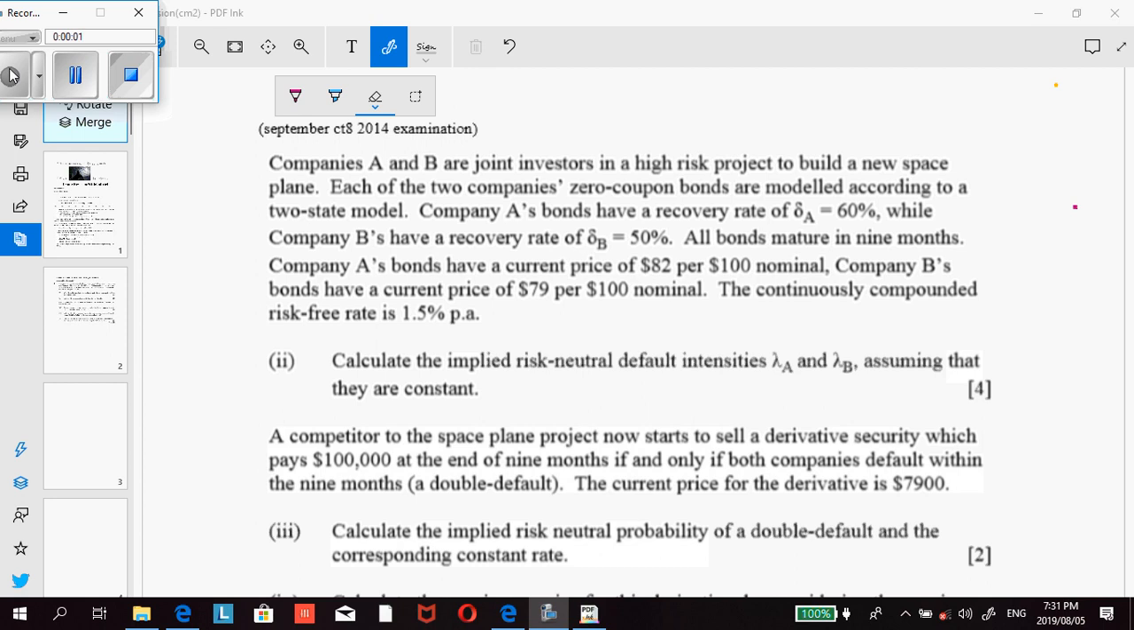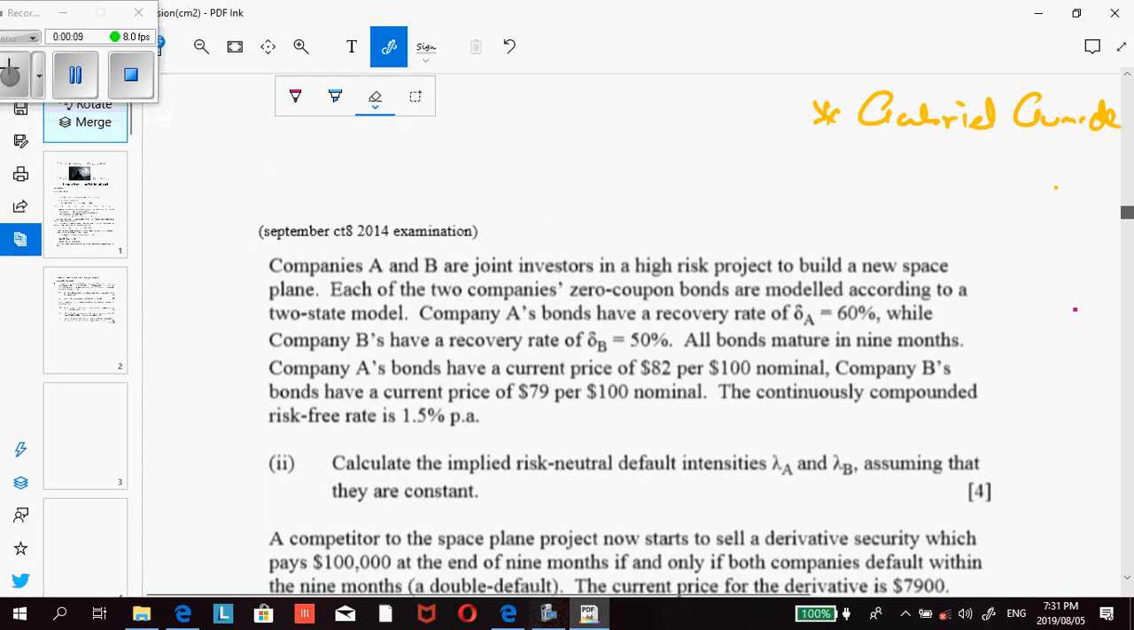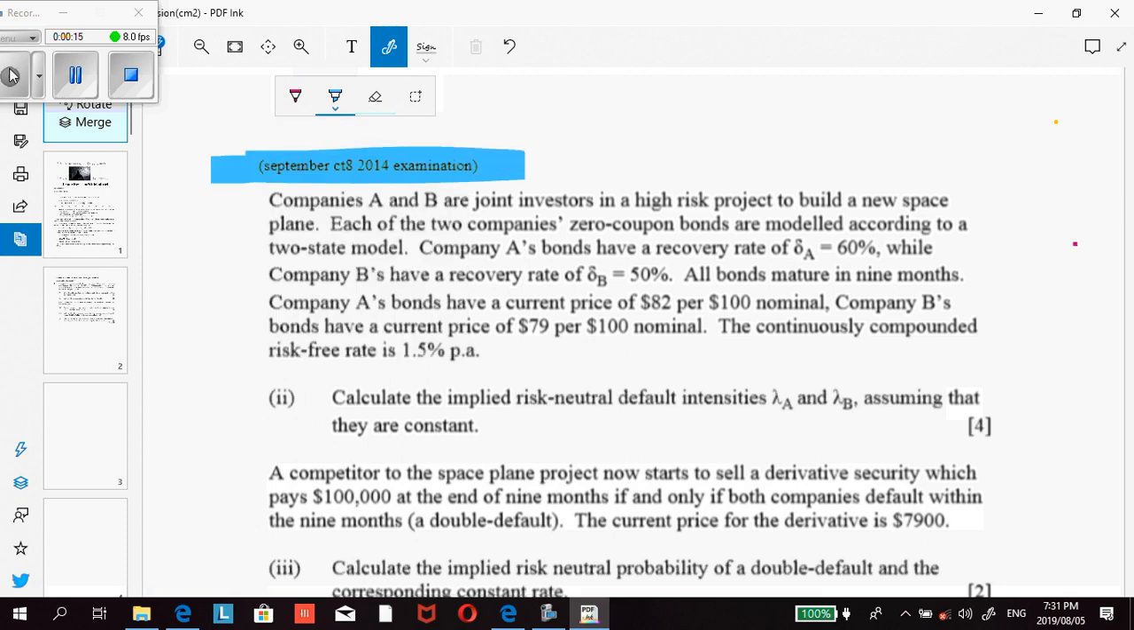Okay, so our next question here is really quite a simple one, and you'll see I'm going to be very, very quick when explaining this. This is taken from the September CT8 2014 examination.